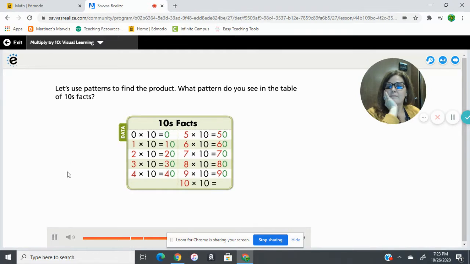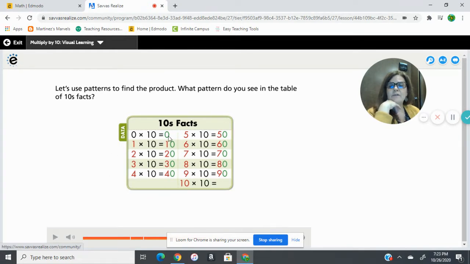What pattern do you see in the table of tens facts? So let's look at this table of tens facts. 0 times 10 is 0. 1 times 10 is 10. 2 times 10 is 20. 3 times 10 is 30. 4 times 10 is 40. 5 times 10 is 50. 6 times 10 is 60. 7 times 10 is 70. 8 times 10 is 80. 9 times 10 is 90. 10 times 10 should be 100, right?